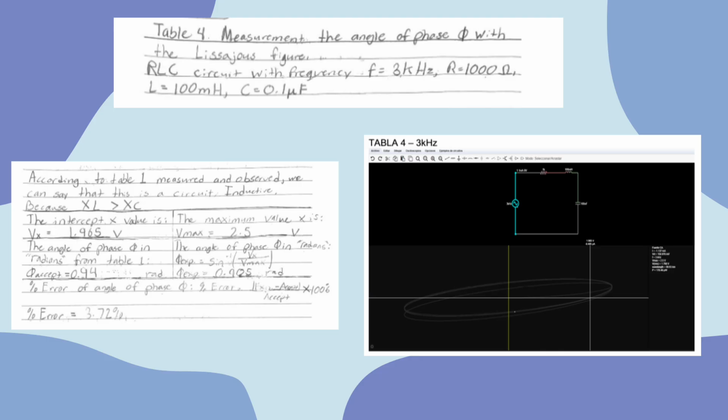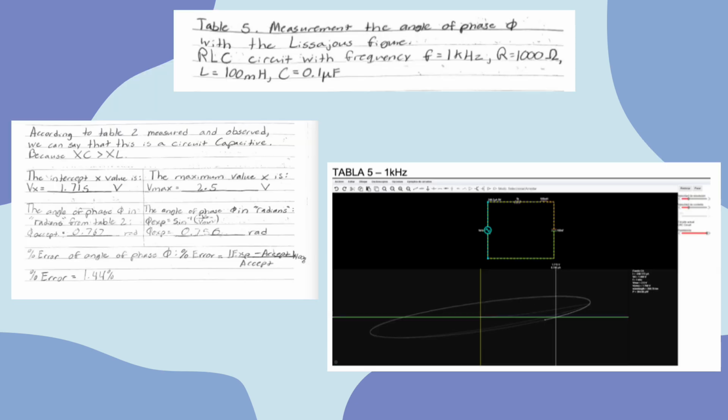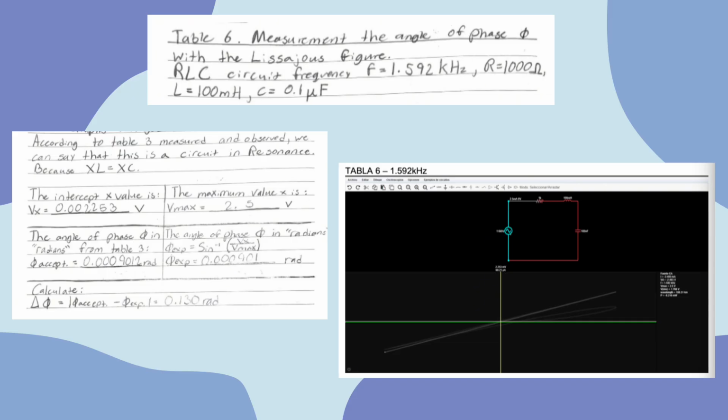Overall, the experiment showed good accuracy and acceptable precision, especially in the capacitive region. These results matter because they demonstrate how frequency changes circuit behavior, which is important in applications like filters, radio receivers, communication systems, and signal processing.